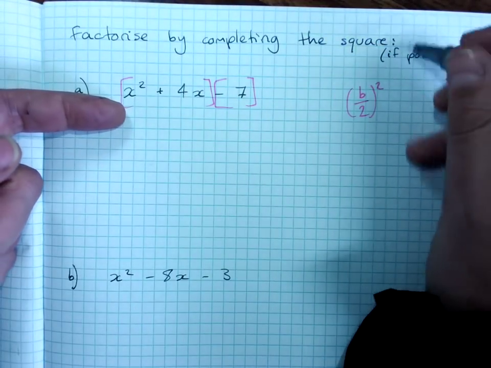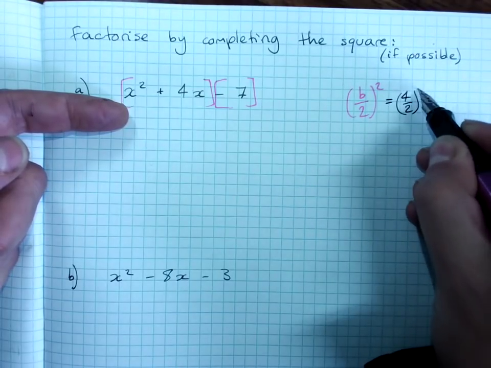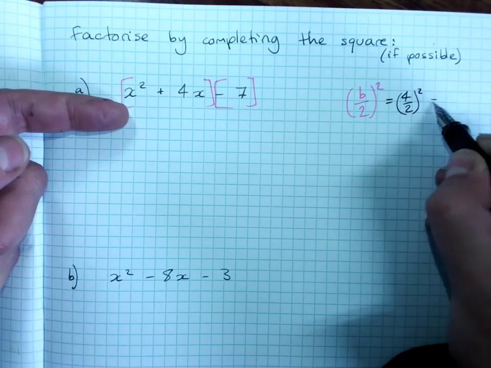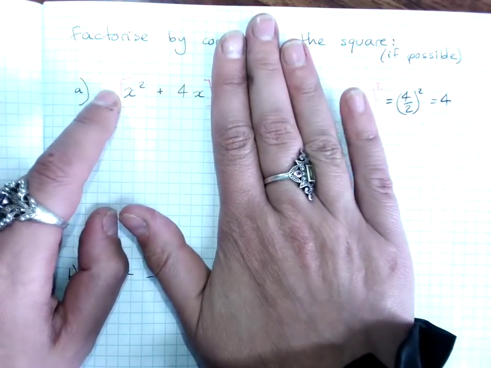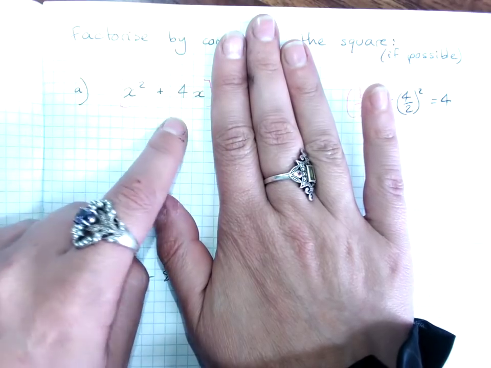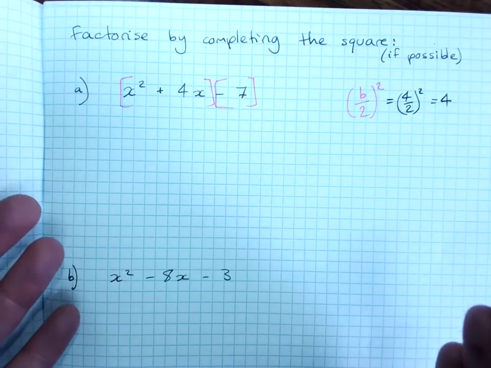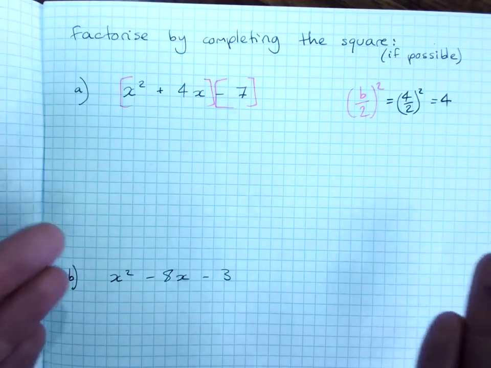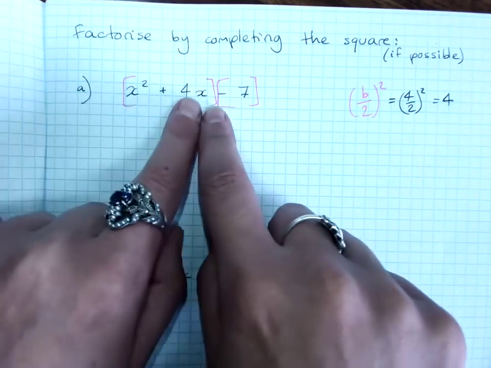b is 4, so that's 4 over 2 squared. 4 divided by 2 is 2, 2 squared is 4. So if I completed this as a perfect square, I'd do x squared plus 4x plus 4, and as we saw before, that's really easy to factorize. It's a perfect square. But I can't just add 4 in there. The only way I can add 4 in there is also to take away 4. So, you've got to break this apart.